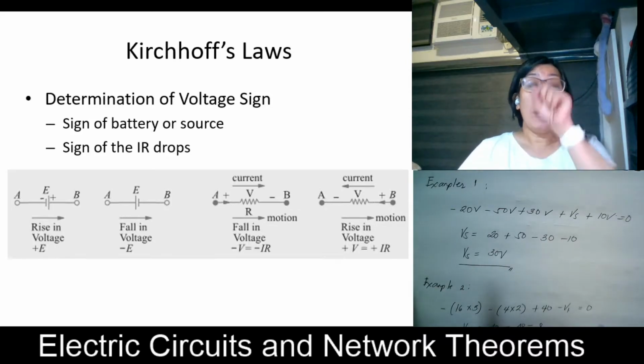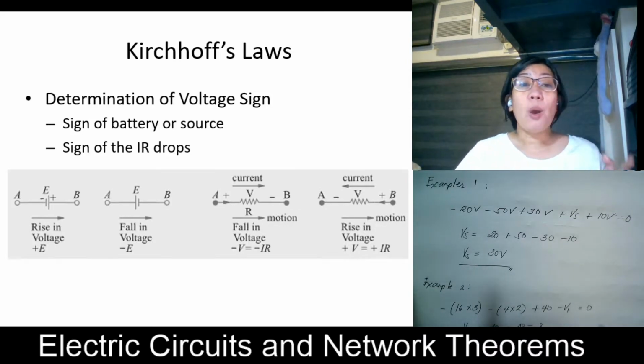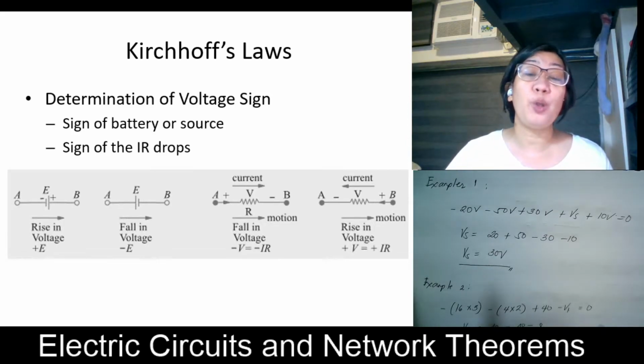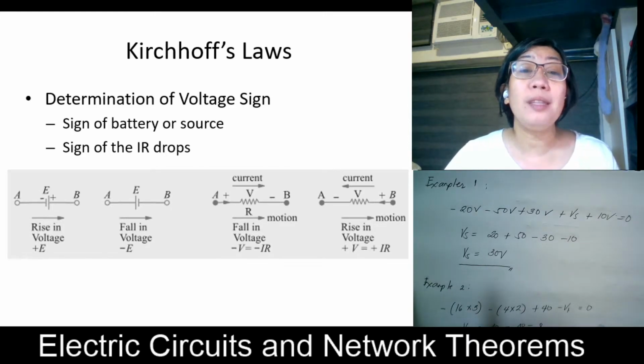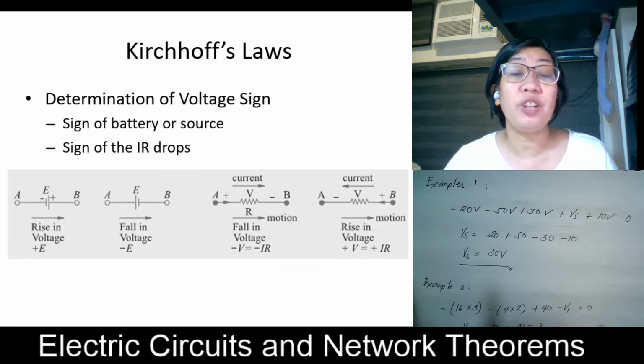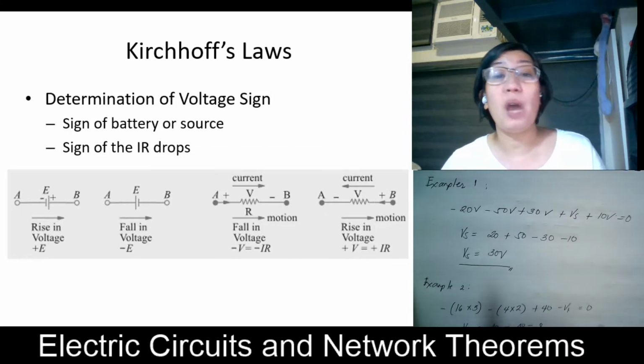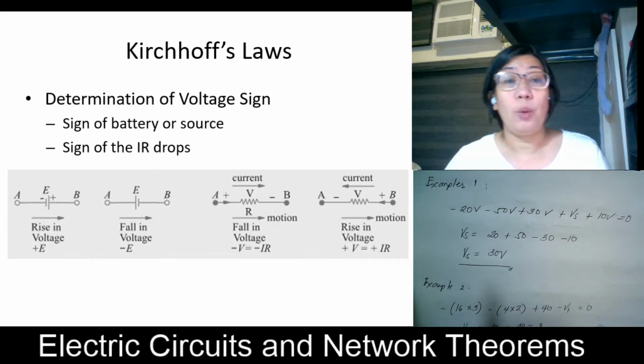Okay, so the polarity of your resistors here will depend on the direction of your current. Where the current enters, it is positive. Where the current leaves, that is negative. But it is independent of the direction of the loop you are trying to create, so it's either clockwise or counterclockwise. Okay?